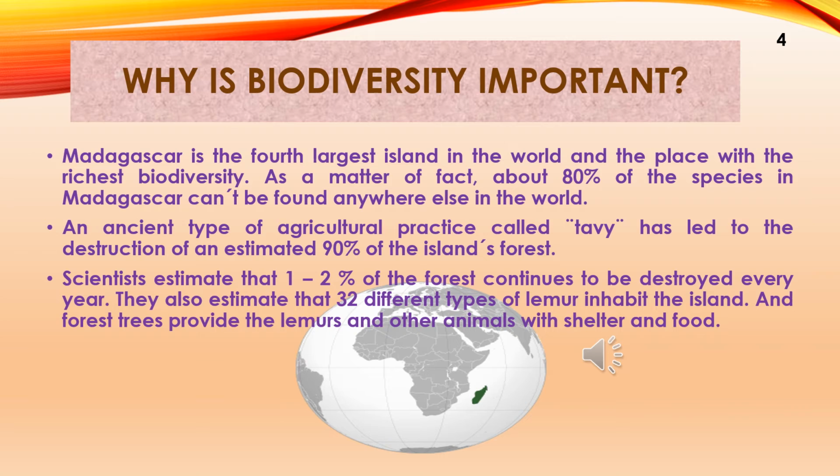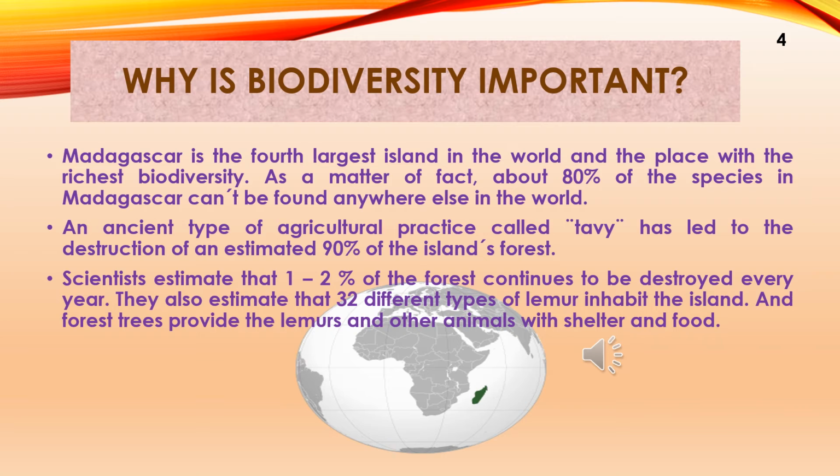Now, scientists estimate that 1 to 2% of the forest continues to be destroyed every year. They also estimate that 32 different types of lemur inhabit the island, and the forest provides the lemurs and other animals with shelter and food.